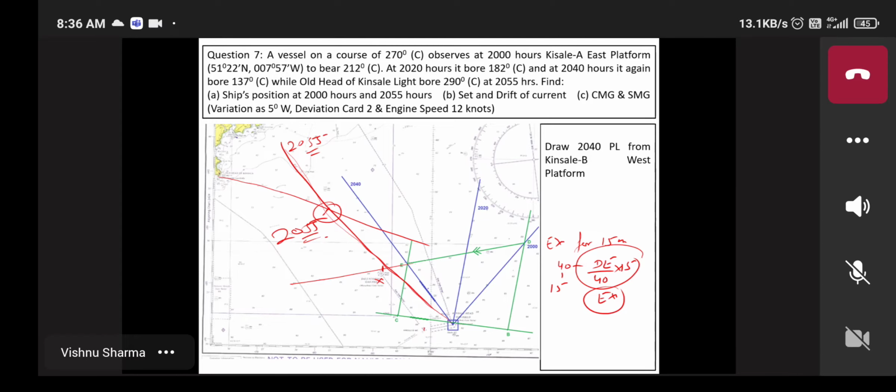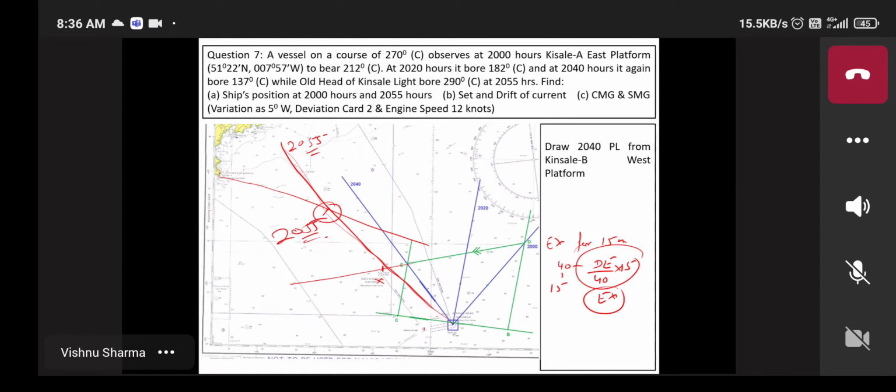Then once you know a fix, you transfer the CMG, that becomes the actual track on which the ship has moved, right? Yes, sir. That becomes the actual track on which the ship has moved. Is this clear, guys? Yes, sir, clear.